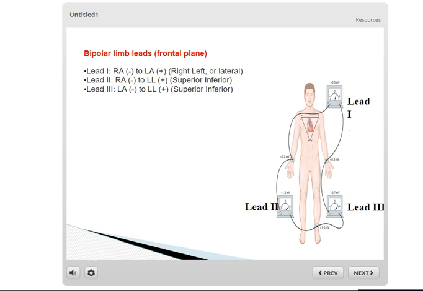These are bipolar leads, meaning they measure the potential difference between two electrodes. The leads provide information about the heart's electrical activity in the frontal plane or coronal plane of the body. Lead 1 represents, as I told you, the right, left, or lateral orientation. Lead 2 and lead 3 represent the superior, inferior orientation.